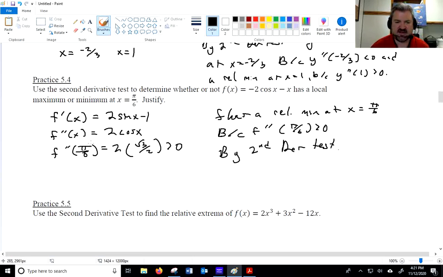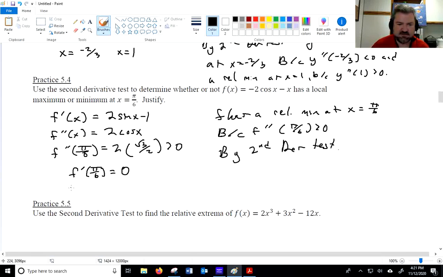And we've already established that, but you know what we should do? We still haven't actually established the preconditions. We need to make sure that f prime of pi over 6 equals 0. Remember, that's required. I forgot to even check that. So the sine of pi over 6 is a half, times 2 is 1, and 1 minus 1 is 0.